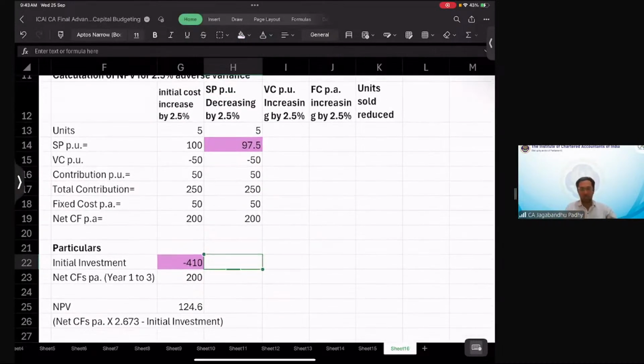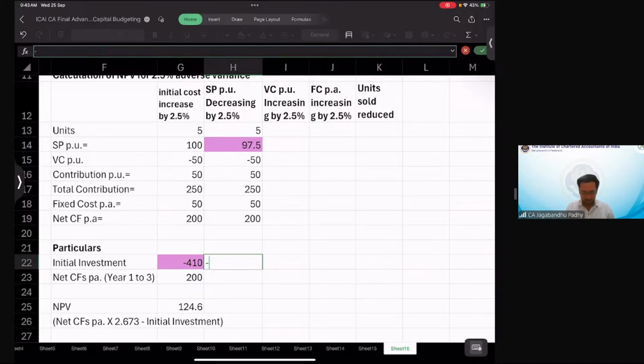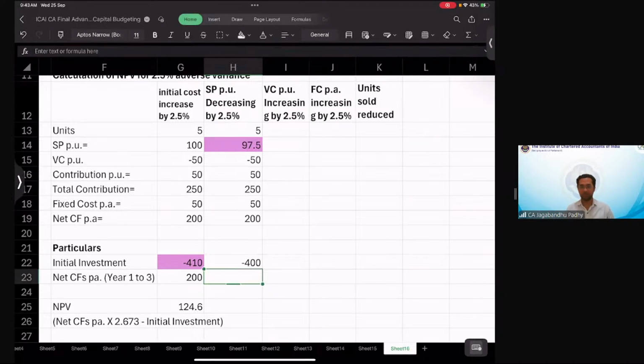Now, what will be the initial investment? In case of this selling price, we are just changing the selling price per unit. What can you say about the initial investment that we are looking for? Can I say it will remain same 400? It's going to remain same 400.